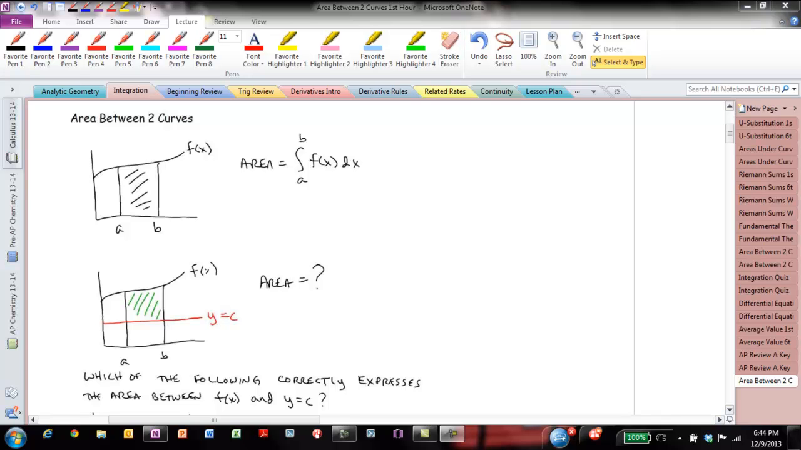Alright, so I'm going to go ahead and give the lecture on area between two curves, just for those of you who need a little more time and really want something to do on your third snow day.